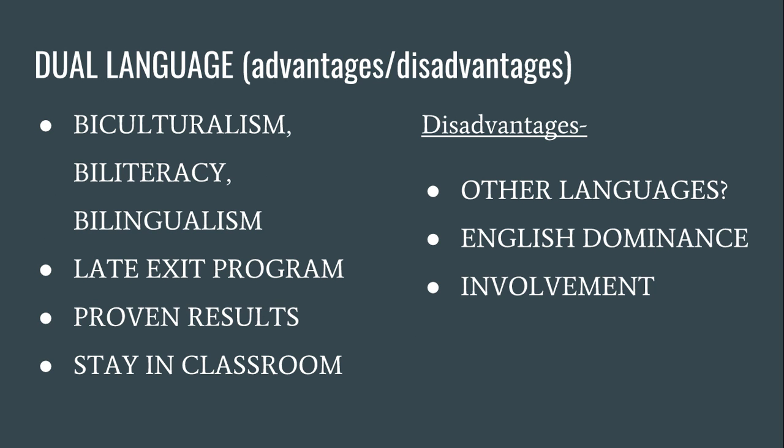So one program is the dual language program, which is also called a two-way program. It is bicultural, it is biliteracy, it's bilingual. It allows for students with varying language proficiencies, whether it be English or Spanish or another native language, to become proficient in both languages. It is a late exit program, which typically begins in kinder, as stated by Wright in the Foundations for Teaching English Language Learners. It's a valuable resource for students in the future.